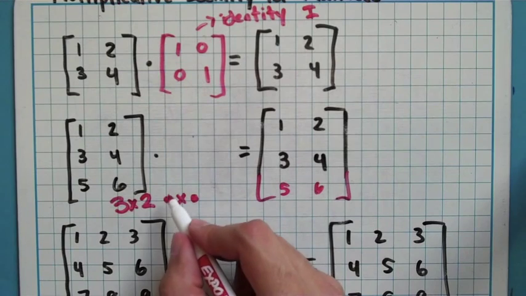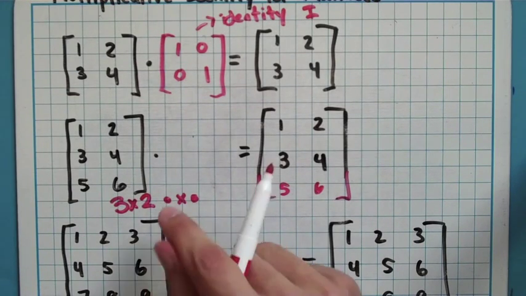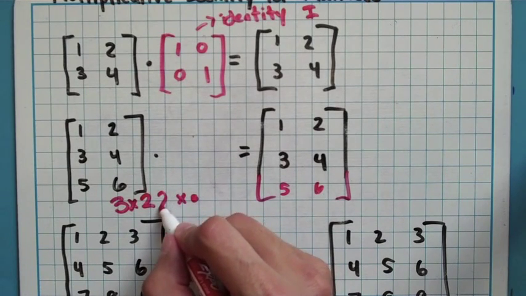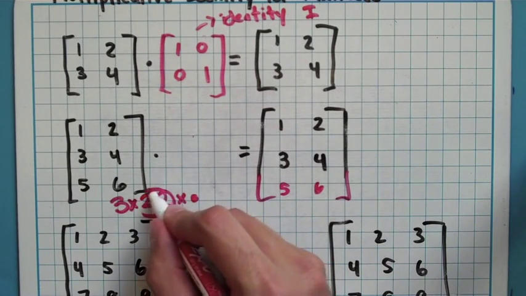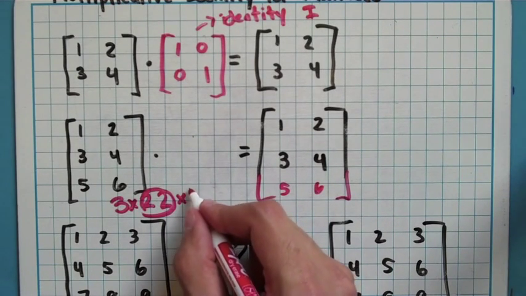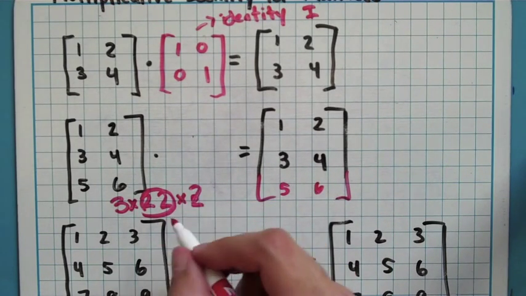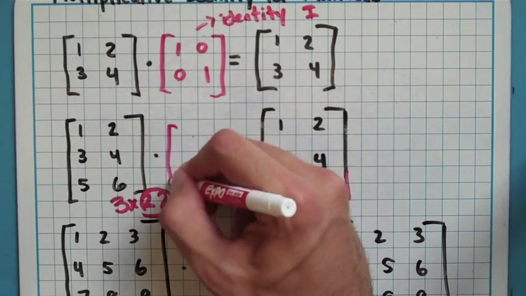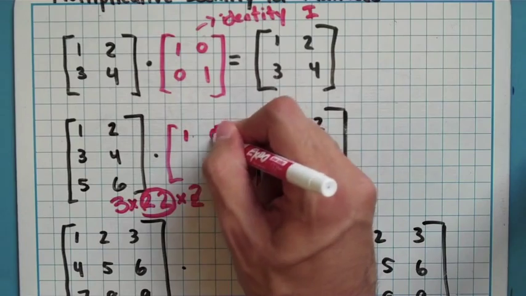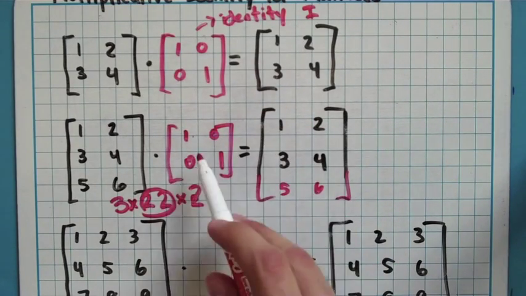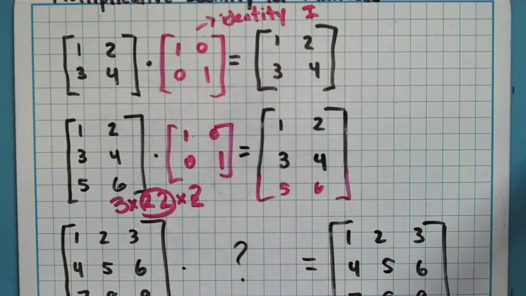So the middle numbers have to match, otherwise I can't even do the problem. So I know it has to be a 2 by something, otherwise I'm wasting my time. And I want my answer to be a 3 by 2, so this has to be a 2 as well. So I actually need a 2 by 2 matrix right here. And it turns out it's the same exact one. If you multiply by the identity matrix here and you verify in the karate chops, you will get this answer. So that's my identity right there.